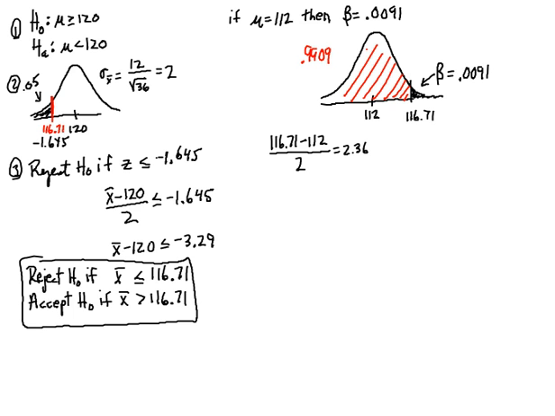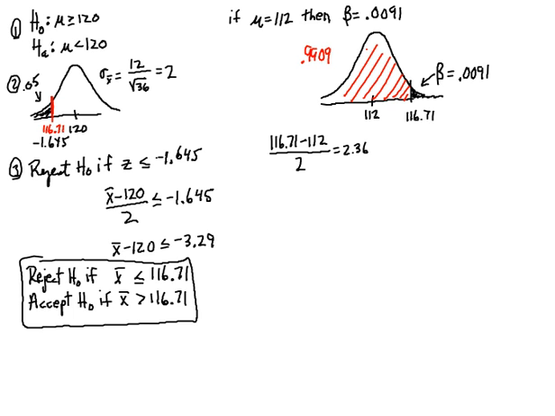So what I've calculated here is the probability that I would accept the null hypothesis in a situation where the population average life of the batteries is as bad as 112. There is about a 1% chance that I would accept that shipment. So the probability of making a type 2 error is pretty small if the average life of the batteries is actually 112.